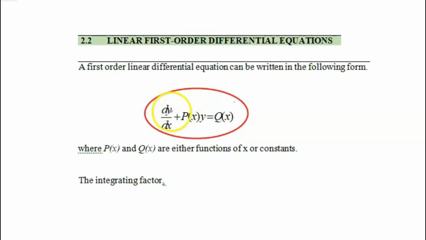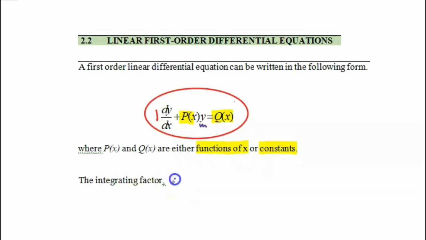The standard form must be derivative dy over dx, where the coefficient is 1, plus p of x multiplied with y equals q of x. In this case, p of x and q of x are functions of x or constants, while y here follows the dependent variable of the derivative, which is y.